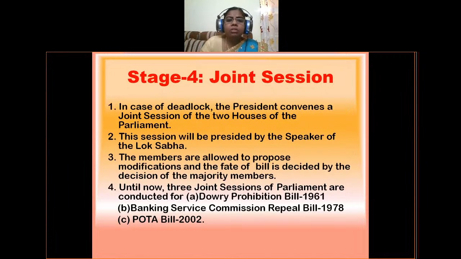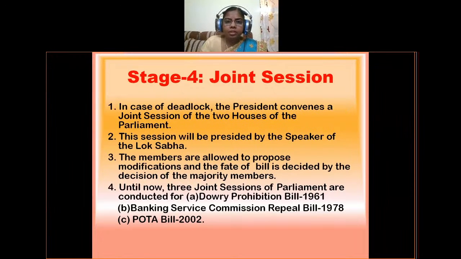So until now, 3 joint sessions of Parliament have been conducted: for the Dowry Prohibition Bill 1961, the Banking Service Commission Repeal Bill 1978, and the POTA Bill, that means the Prevention of Terrorist Activities Bill in 2002. So until now only 3 joint sessions were conducted in the Parliament of India. All other bills are passed without any obstacles and without any disturbances. Some bills may be rejected. So that is about a joint session.